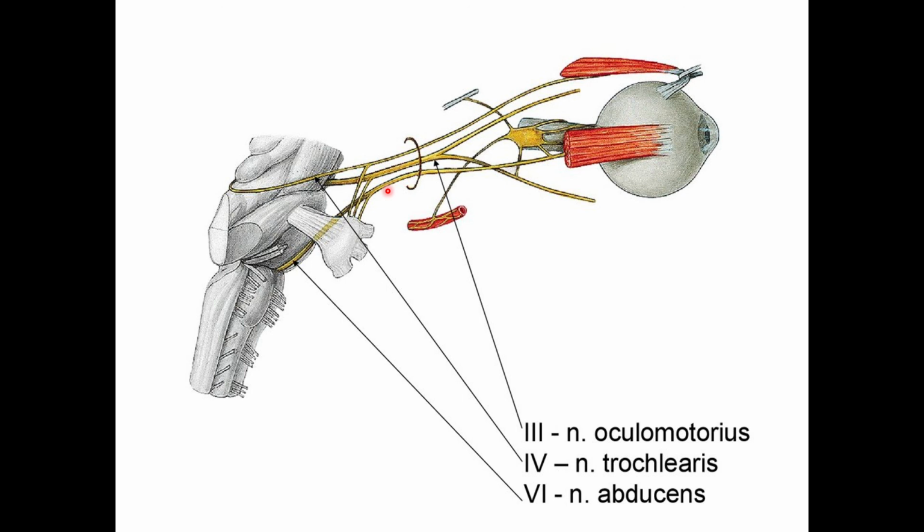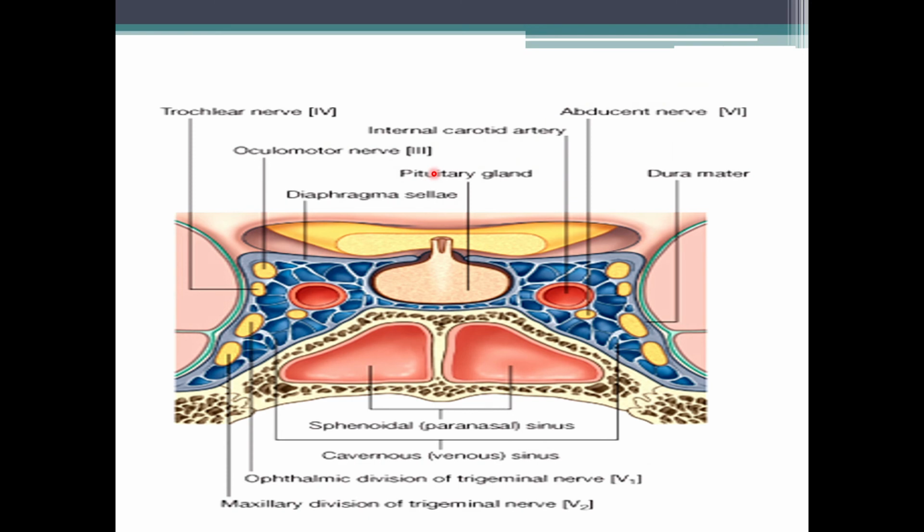So whenever a patient comes with abducens nerve palsy, you have to always check the intracranial pressure. Why? Because of this reason. This is very important, the intracranial course of the abducens nerve. I will discuss that in the clinical part also in a while.